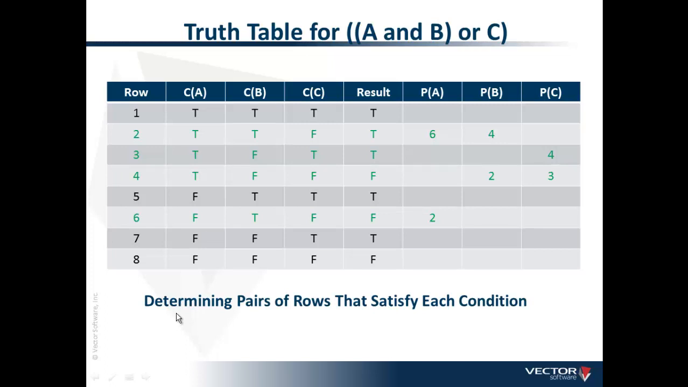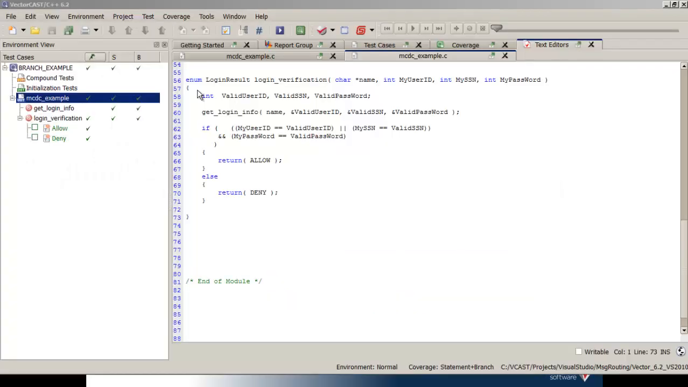Now let's take a look at some source code to see how all this plays out. The code we will be testing is a login verification function. It gets the user information from a database and compares it against the input parameters. If the user ID or the social security number matches and the password matches, then we will allow access. Otherwise, access will be denied. So let's go ahead and write some test cases against this code.